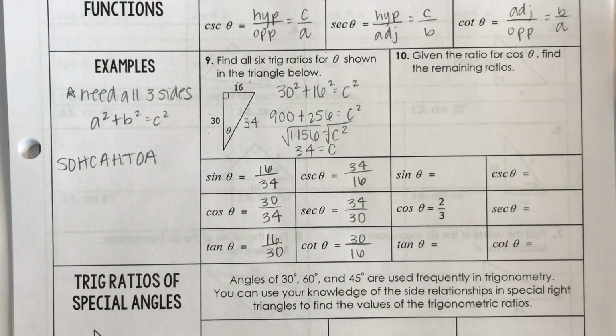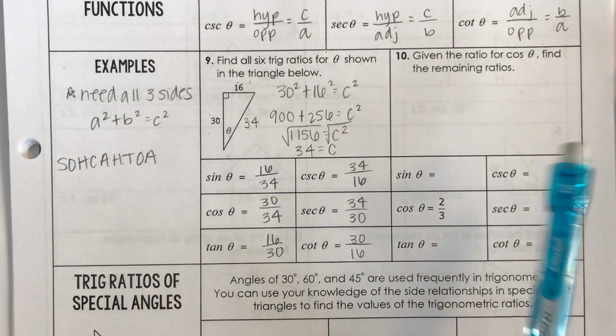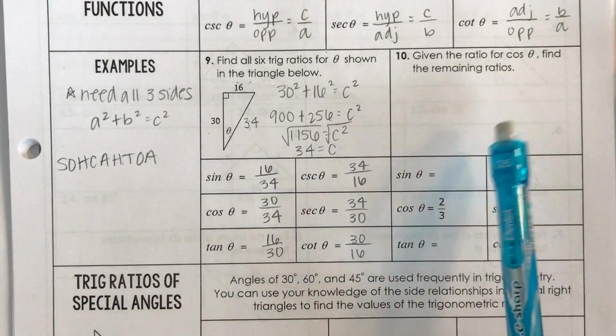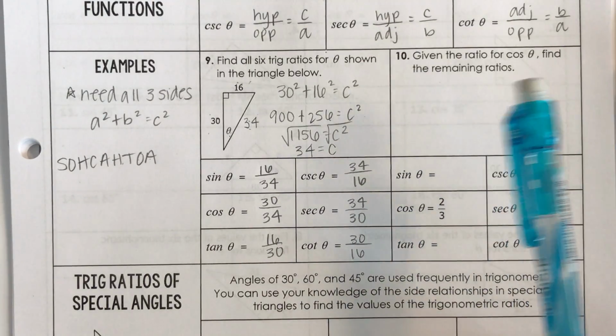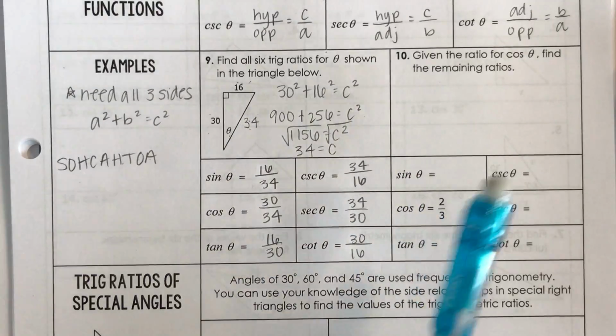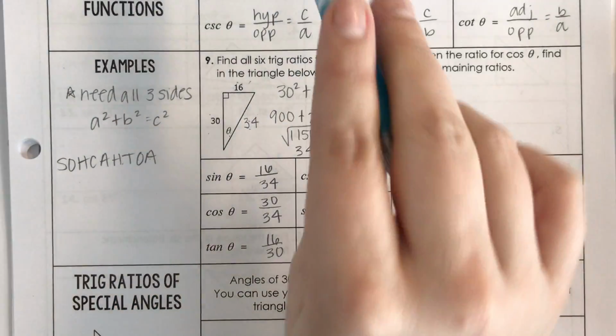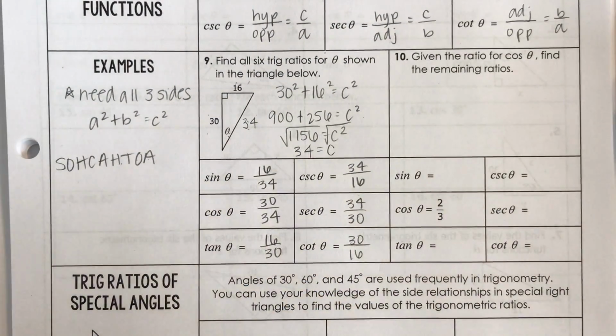All right. So we'll do example number 10 as a class. I would not recommend you try starting this on your own just because you're going to have to do an extra step, but that's okay. I can show you how to do it in class as a whole. So that's it for trig functions and reciprocal functions. In the next video, we'll talk about trig ratios of special angles.